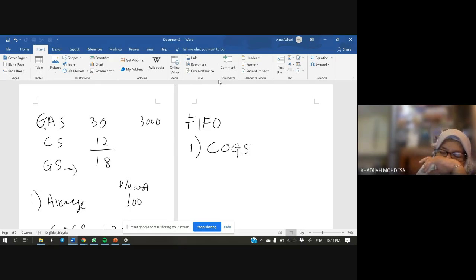Okay. Kalau you pakai FIFO, you nak decide apa? Number one, you nak decide cost of goods sold. Betul? So kalau cost of goods sold, then you have to look back you punya movement of your inventory lah. Okay, kalau cost of goods sold makna barang yang jual. So how many that you sell? Cost of goods sold, COGS. Right, you sold 18 units. So how to get these 18 units under FIFO?